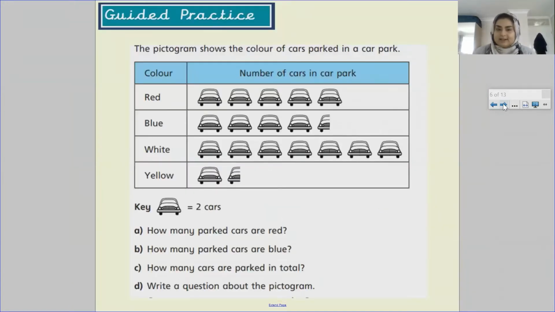Now, our guided practice number 1. If you look at my pictogram, it says the pictogram shows the color of cars parked in a car park. So I have red cars, blue cars, white cars, and yellow cars. And my key says that 1 car means 2 cars. So remember, 1 car means 2 cars. So that means I need to count up in 2s. So you'd be using your counting in method, so counting in 2s, or you could be using repeated addition.